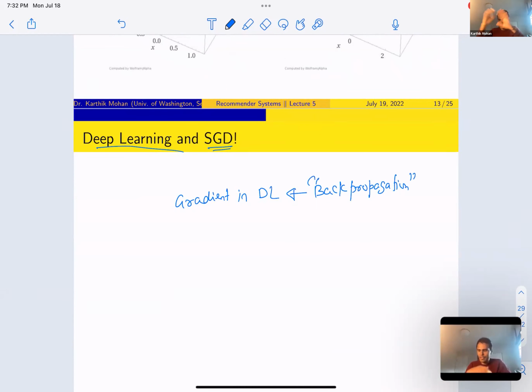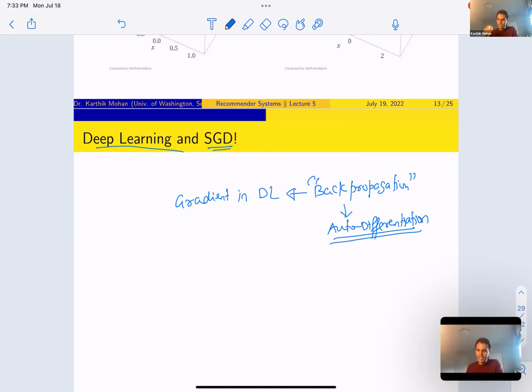So if you want to compute the gradient of the loss function in a deep learning architecture, that's backpropagation. That's how you compute it. And usually this is also based on auto differentiation. So in deep learning libraries, you don't have to worry about what the gradient looks like, how to compose it, how to compute it.